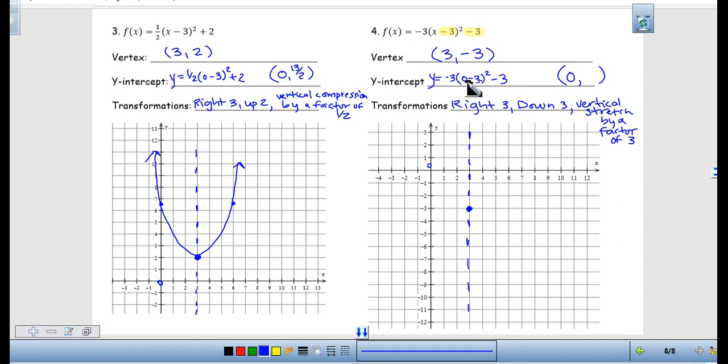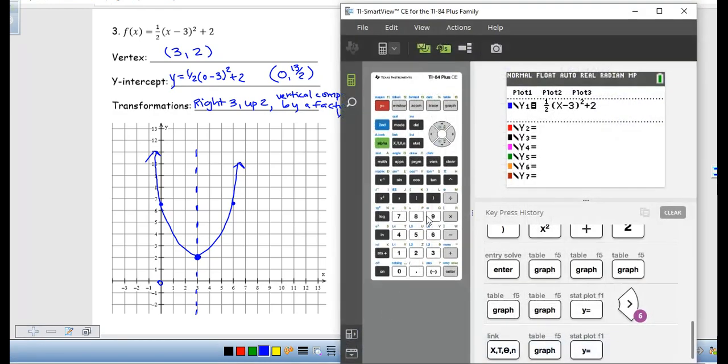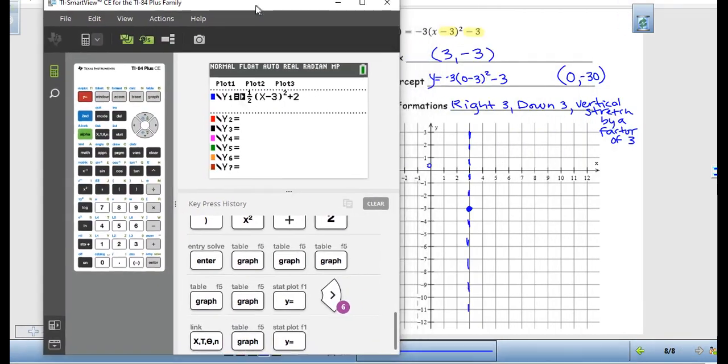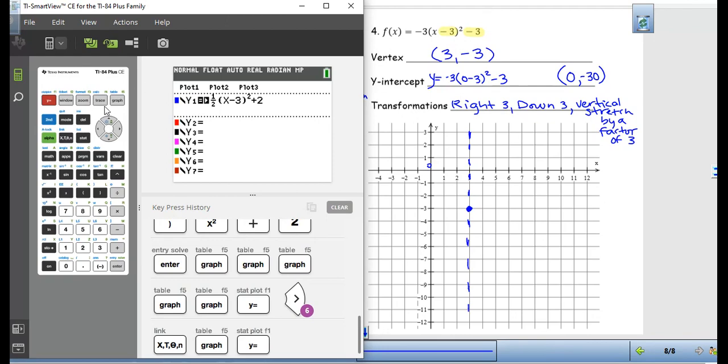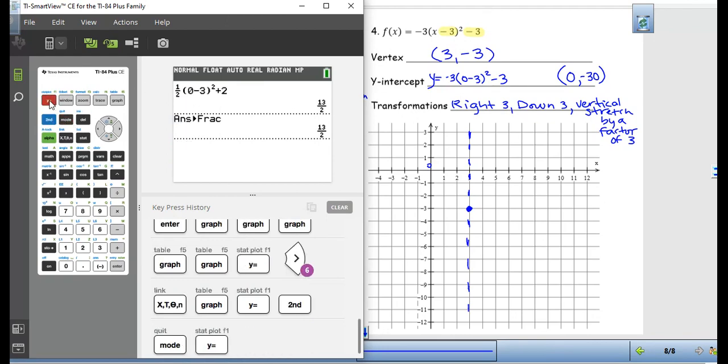Let's talk about it. 0 minus 3 squared gives me a 9. 9 times -3 is -27. And -27 with a -3 is -30. Well, when I look at this graph, I don't go all the way down to -30. So it's a good time to pull out our graphing calculator, and let's talk about how to graph using the calculator. Let me scoot this over so we can see everything good.